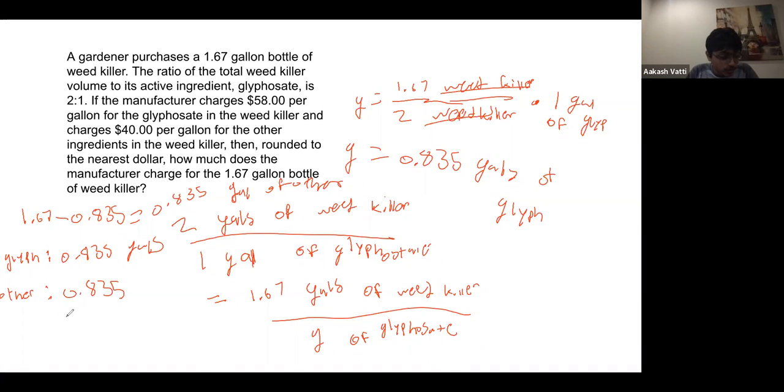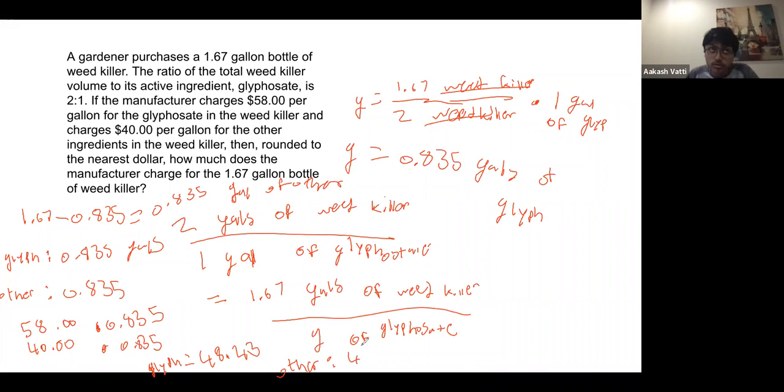And then you know that the manufacturer charges $58.00 per gallon of GLYP. So you do that times 0.835. The manufacturer also charges $40 for the other stuff, so it's also times 0.835. When you do that, you get 48.43 for GLYP, and other is 33.40. Then when you add 48.43 plus 33.40, you get 81.83, which is around $82, because it's asking for rounded to the nearest dollar. So your answer is 82.